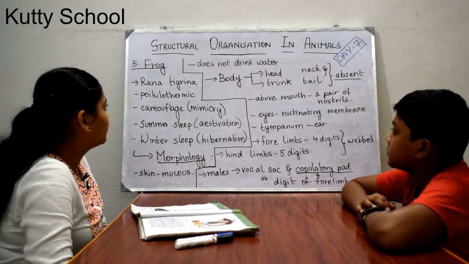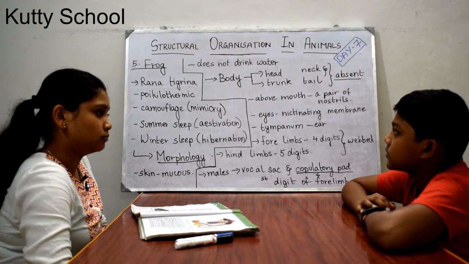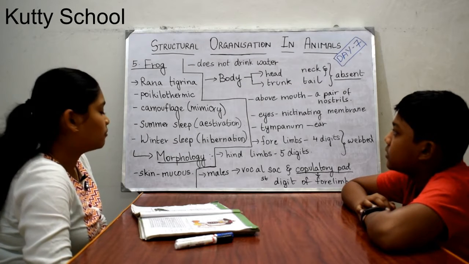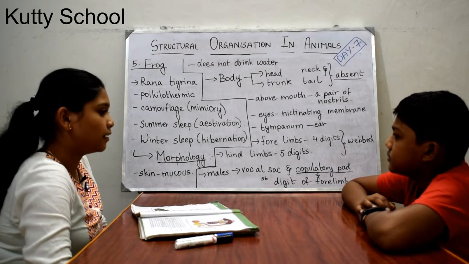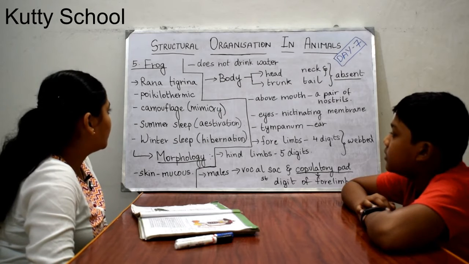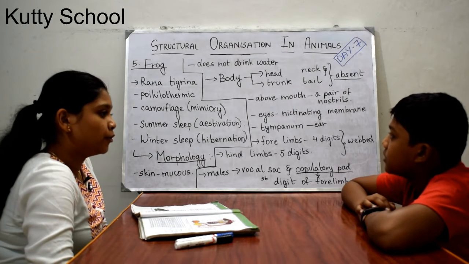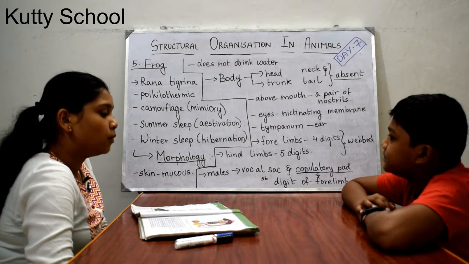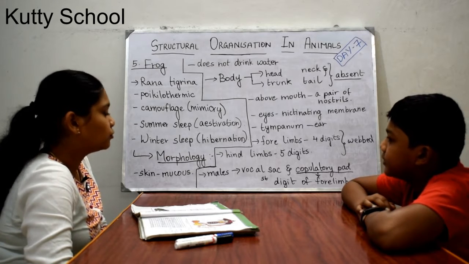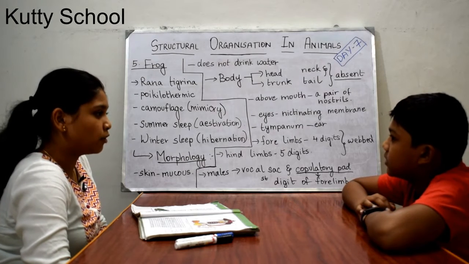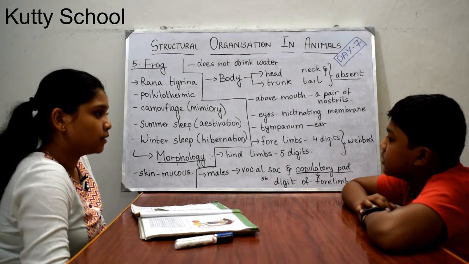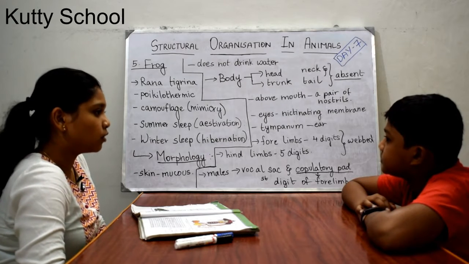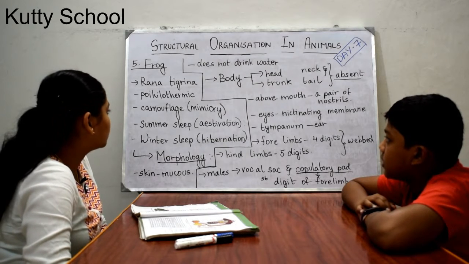We are going to the fifth topic, which is frogs. So here, the scientific name for this frog is Rana tigrina, and these frogs are poikilothermic. Do you know what poikilothermic is? Cold-blooded animals. So they change temperature according to their environment. Whatever the temperature the environment has, they adapt to it. They do not have a constant temperature.